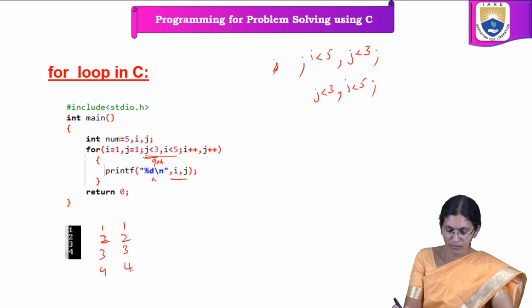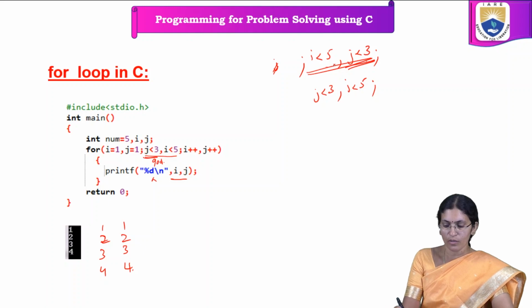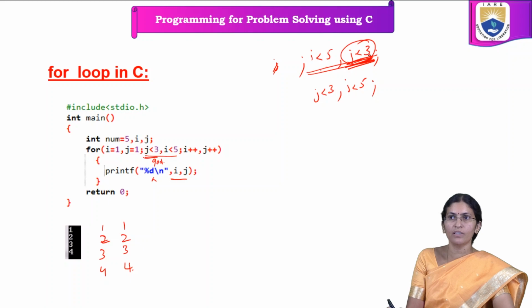Now why this is taking place is, whenever there are two expressions in the for loop, when there are two test conditions or two test expressions to be checked, then the condition which is on the right hand side will be evaluated. In the earlier case, this condition was evaluated. So that's why we got 1 and 2 as the output.